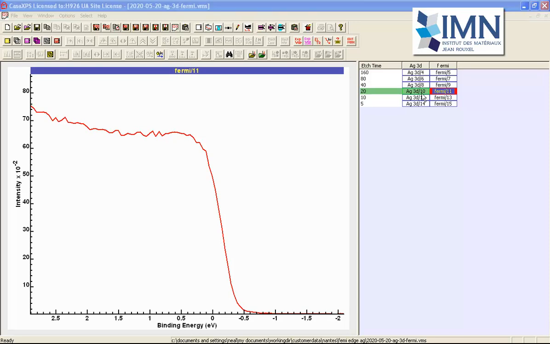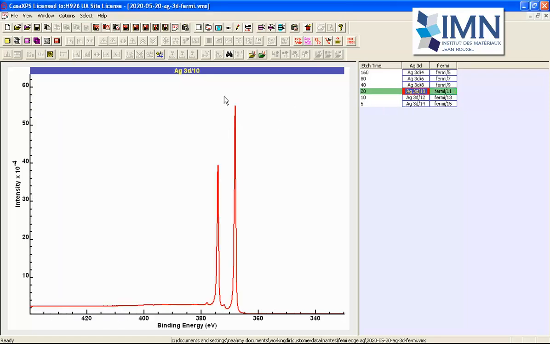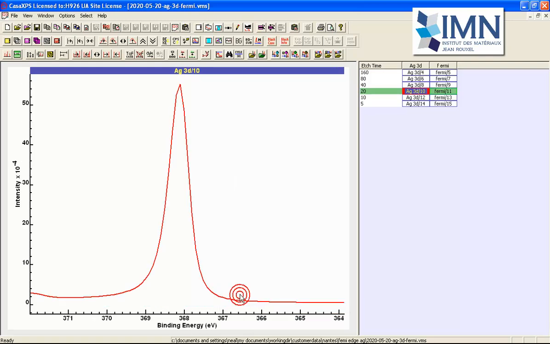A Fermi edge is interesting because it provides a shape that is unusual for XPS data. For a silver 3d, which is more typical of what we would see, we see bell-shaped curves. These bell-shaped curves are the combination of the photoemission process itself, the broadening due to the instrument, broadening due to the X-ray source, and any thermal broadening that's associated with the temperature of the sample when the measurement was performed.